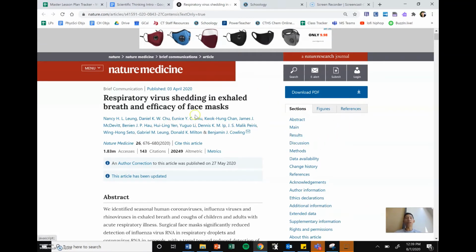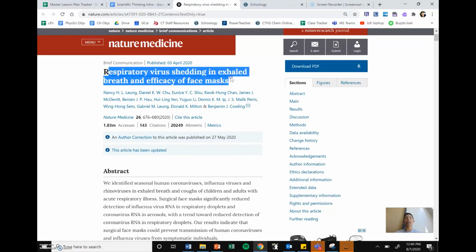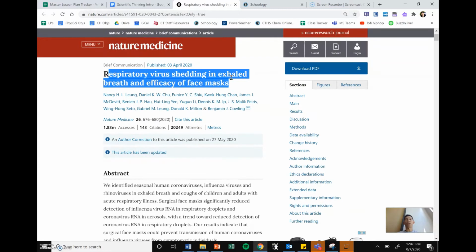Even if you didn't know what Nature Medicine is, if you can just take a look at the website, you're going to be able to sense some things about it that differentiate it from a traditional news website. They list the authors, and there are several authors on this. You can tell by the title, Respiratory Virus Shedding in Exhaled Breath and Efficacy of Face Masks. This is not an ordinary news title. So you can get a sense that it's not just ordinary news.